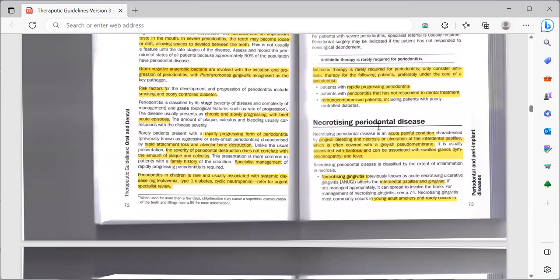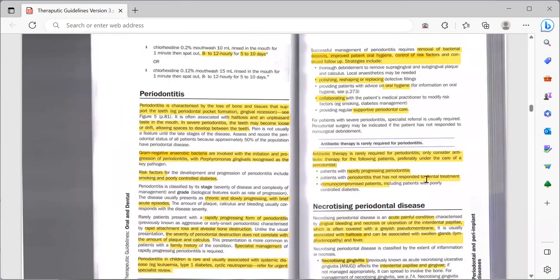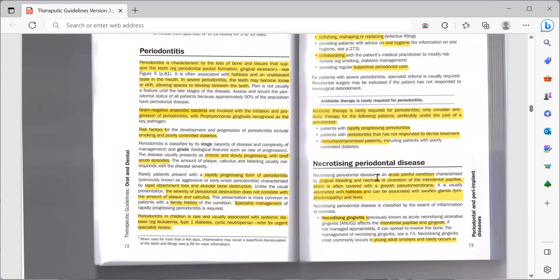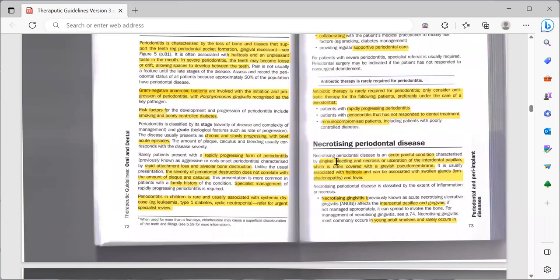Okay, then necrotizing periodontal disease. It is an acute, painful condition. It is a very painful condition. Gingivitis and periodontitis were not at all painful, but this is a very painful condition. In this condition, the patient would complain about gingival bleeding and necrosis or ulceration of the interdental papilla, which is often covered with a grayish pseudomembrane.